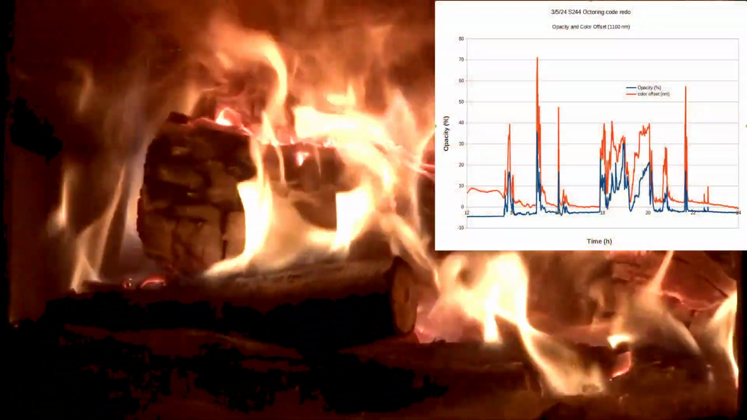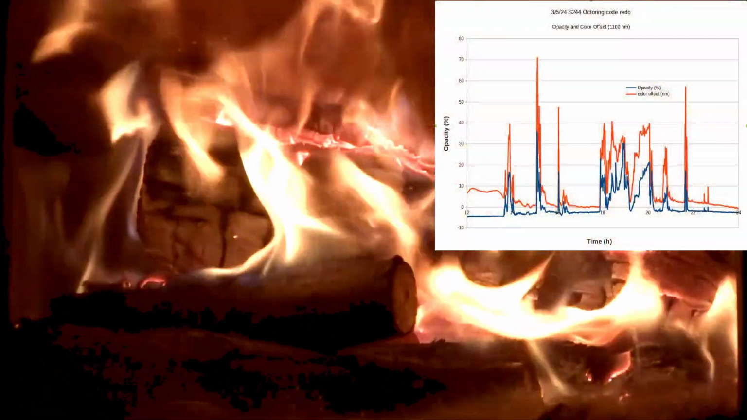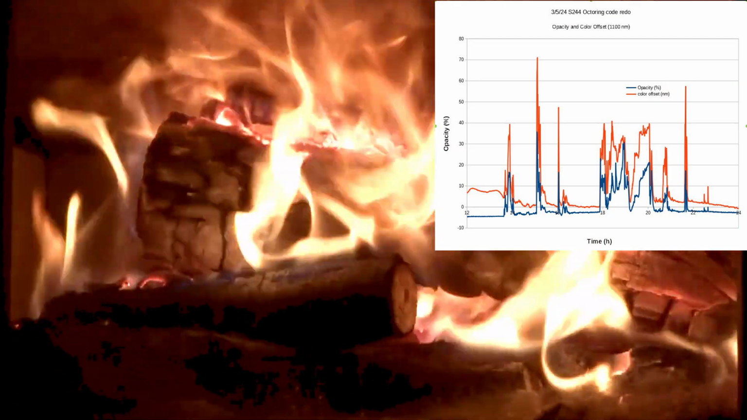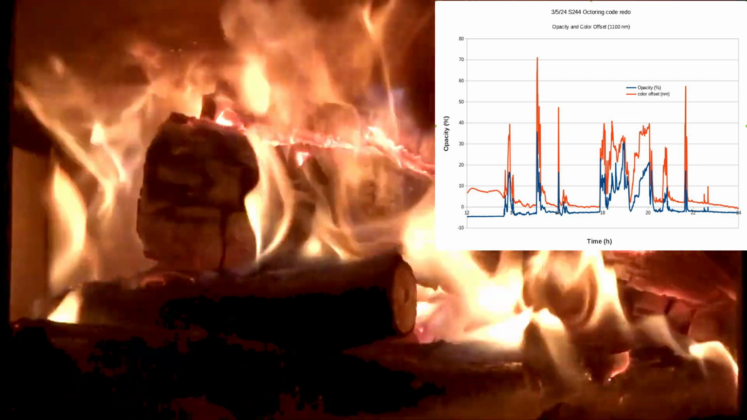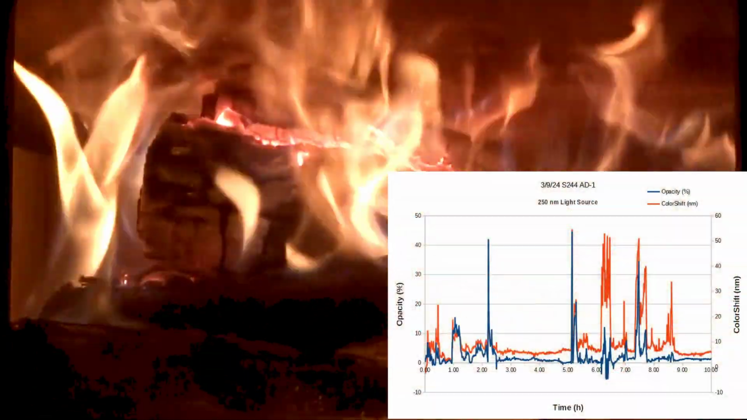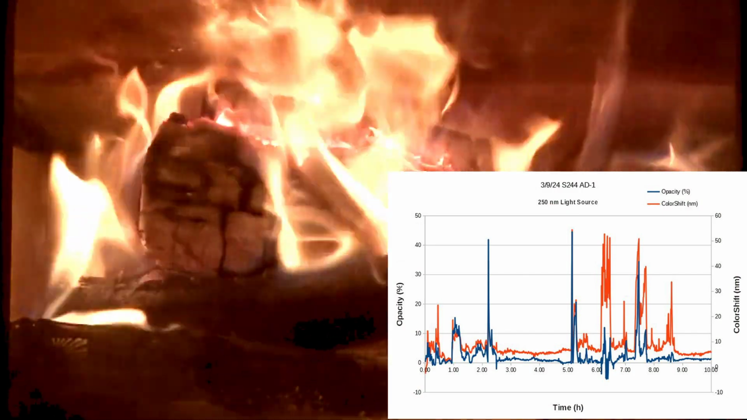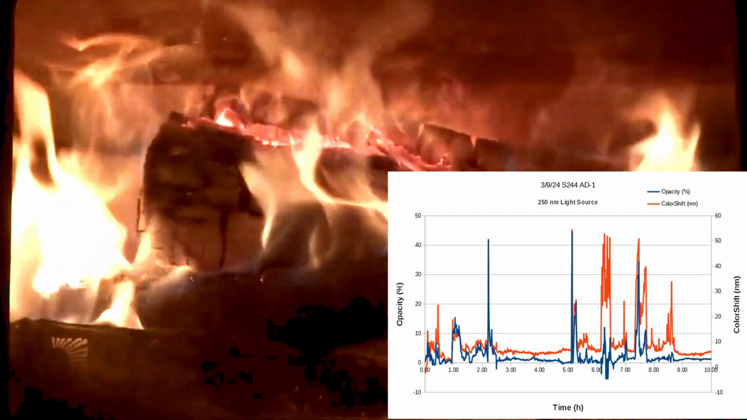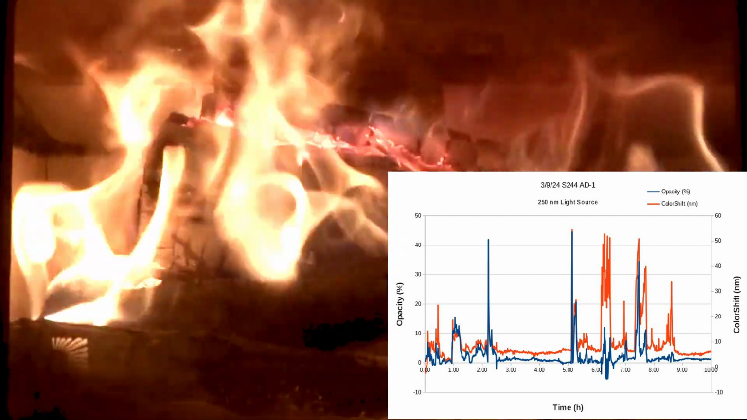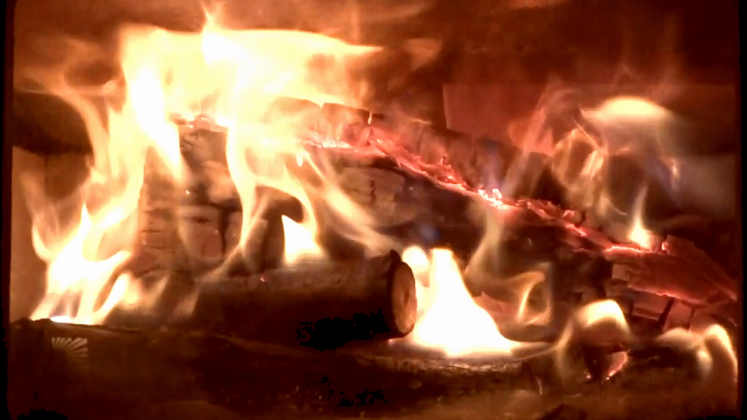The 1100 nanometer light source presented with color shift and lack of opacity depression. A 250 nanometer light source presents color shift and lack of opacity depression.